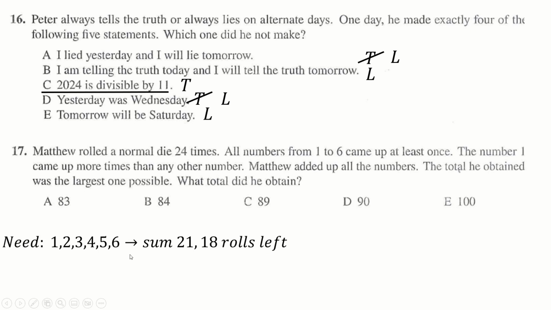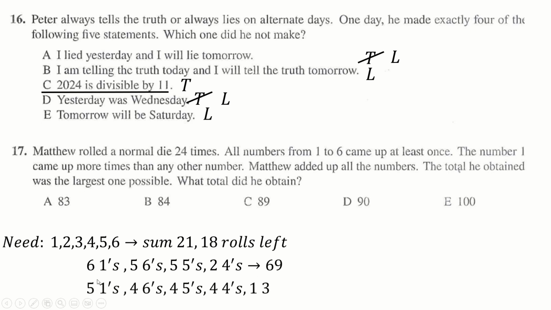So let's just say to start with, he gets 6 ones, which means at most he can have 5 more 6s, 5 more 5s, and 2 more 4s. Let's just add this up. So 6 plus 30 plus 25 plus 8 gives us a total of 69. And then if we just try 5 ones, which means we can only have 4 6s, 4 5s, 4 4s, and an extra 3, because we need all these to add up to 18, right? The number of rolls, 5 plus 4 plus 4 plus 4 plus 1 is 18. Those are 66. So it's gone down.